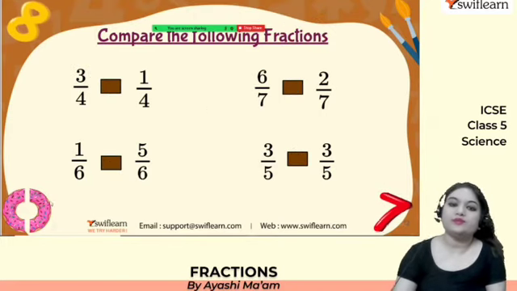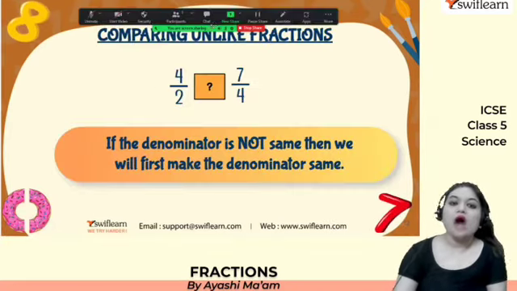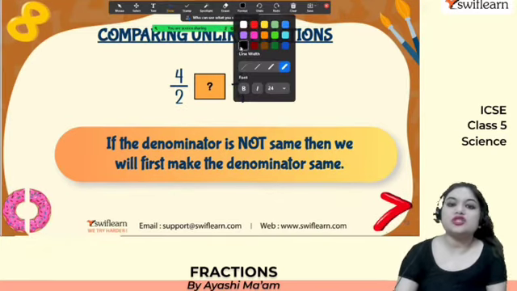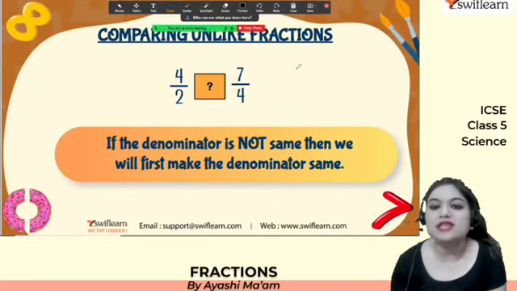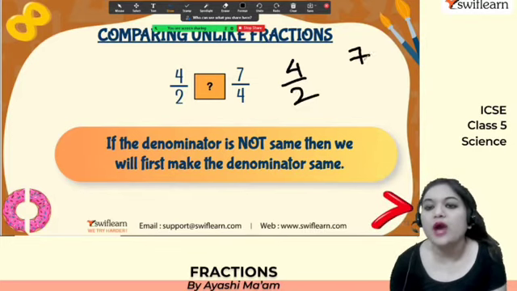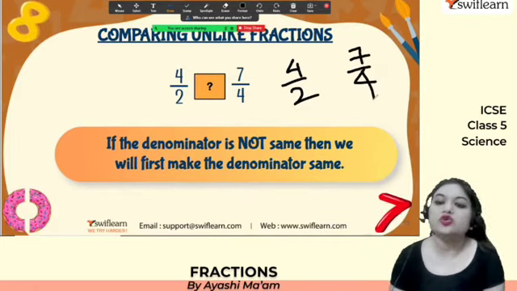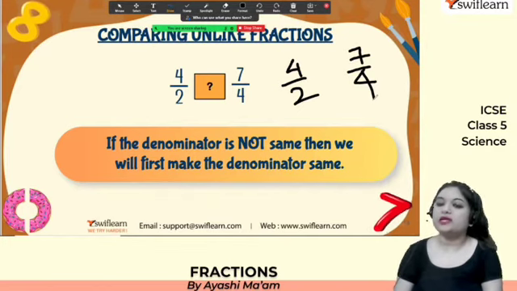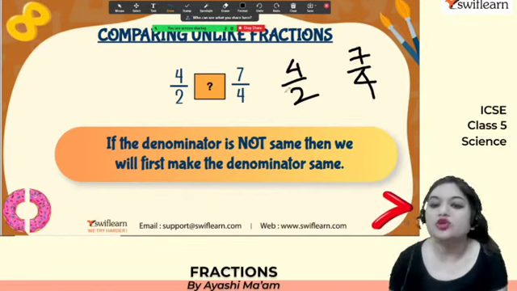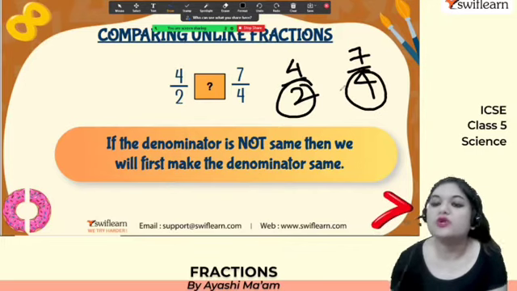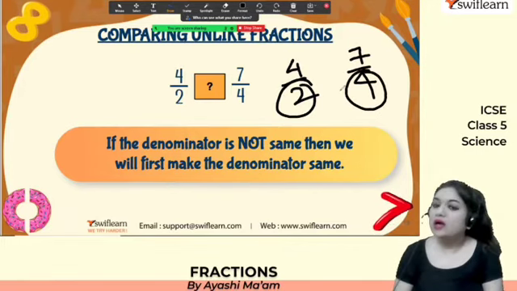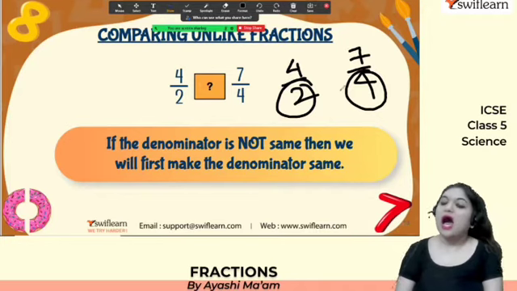They are equal. Now, how to compare the unlike fractions? So just see, we have 4 by 2 and 7 by 4, right? When you have different denominators, it is very difficult to say directly which one will be greater. So what you can do is, we will try to make the denominator same. That means we will try to turn it into a like fraction. How are we going to do that?